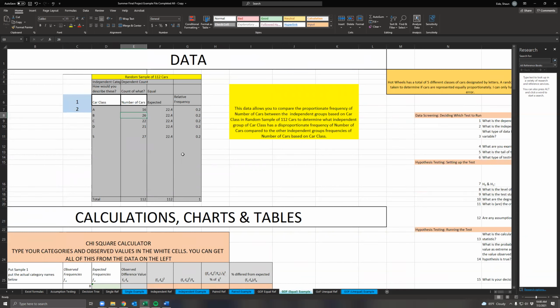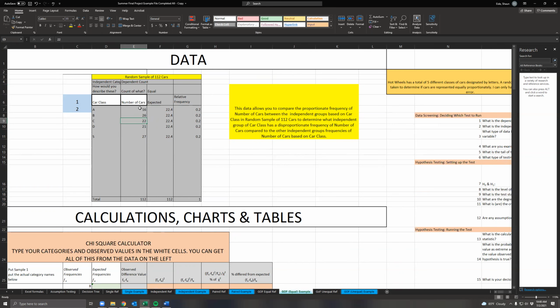So what I'm going to do, this data allows you to compare the proportionate frequencies of the number of cars between the independent groups based on car class in a random sample of 112 cars, to determine what independent group of car class has a disproportionate frequency of number of cars compared to the independent groups of frequencies of the number of cars based on car class.